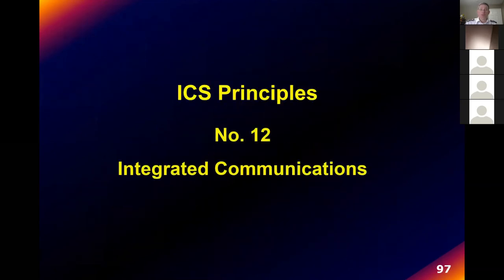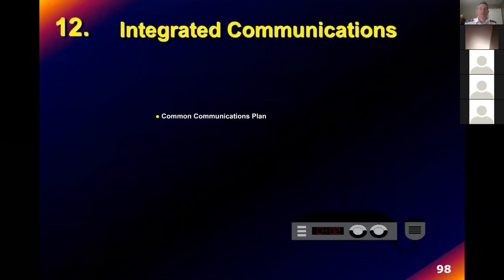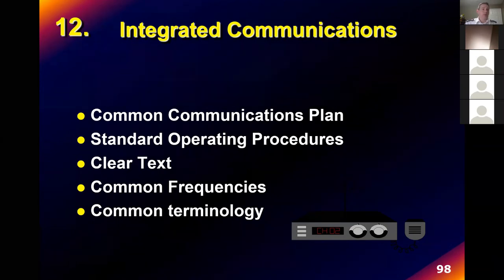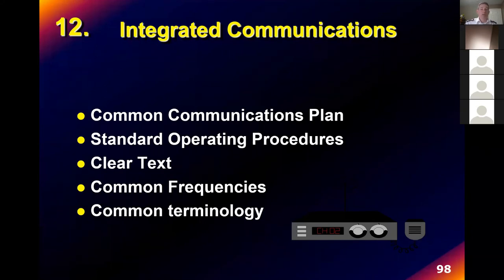All right, now we get to number 12 of our ICS principles, and that is integrated communications. So basically with integrated communications, we want to have a common communications plan that works for the whole incident. We want to have standard operating procedures established, understood and used. We're going to use clear text when we are talking. So it's not 10 codes, not any kind of other code. We're using clear text. We want to use common frequencies that everyone has available and is able to get onto. And we're going to be using that common terminology that we talked about, very important in communications.